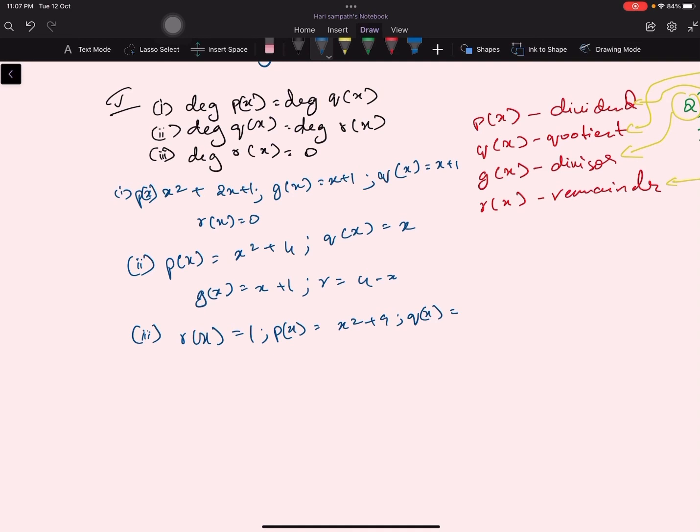And q of x can be, let's see, sorry, we should first decide g of x. G of x can be what? X. Then this has to be 1, right? Then I can take x square plus 1 divided by x. Then I'll do x square, and then I'll get 1 as the remainder. So q of x will be x and r of x will be 1.